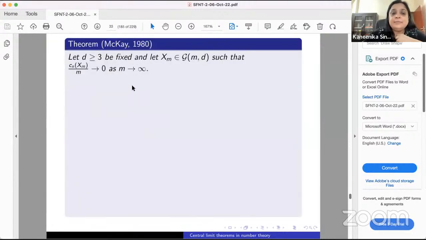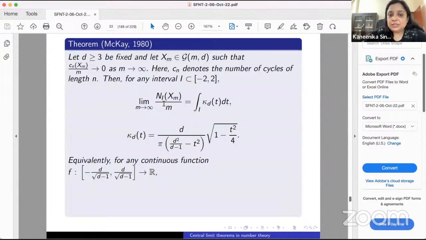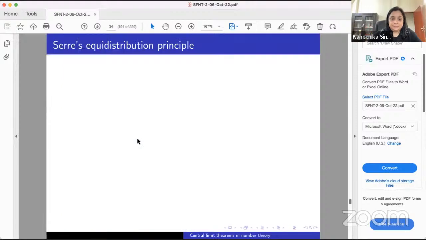So a famous 1980 theorem of Brendan McKay tells us that if you are choosing your sequence of graphs in such a way that the number of cycles of length m is little o of m as m goes to infinity, then there is a distribution measure for these counting functions, for these eigenvalues. And this distribution function is in fact quite similar to the p-adic Plancherel measure. In fact, if your d is p plus 1, we exactly recover the p-adic Plancherel measure for eigenvalues of the fixed Hecke operator T sub p. So here our parameter of degree seems to behave like the parameter p when we were talking about eigenvalues of Hecke operators.